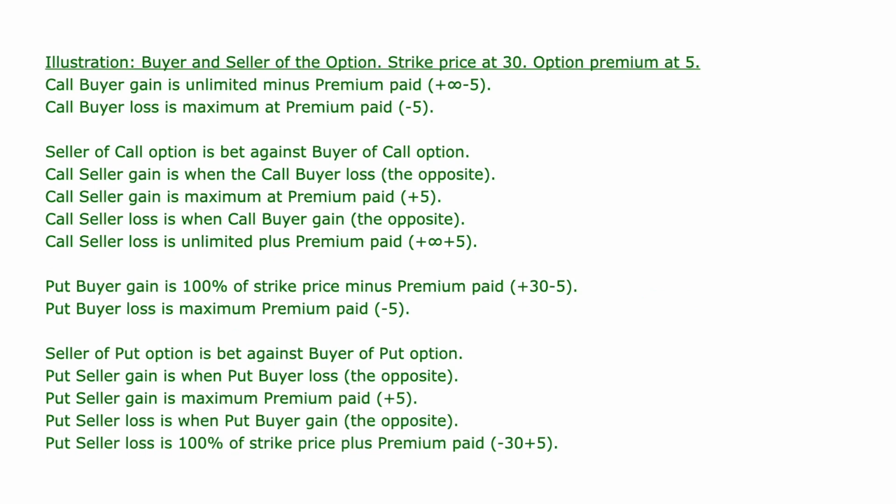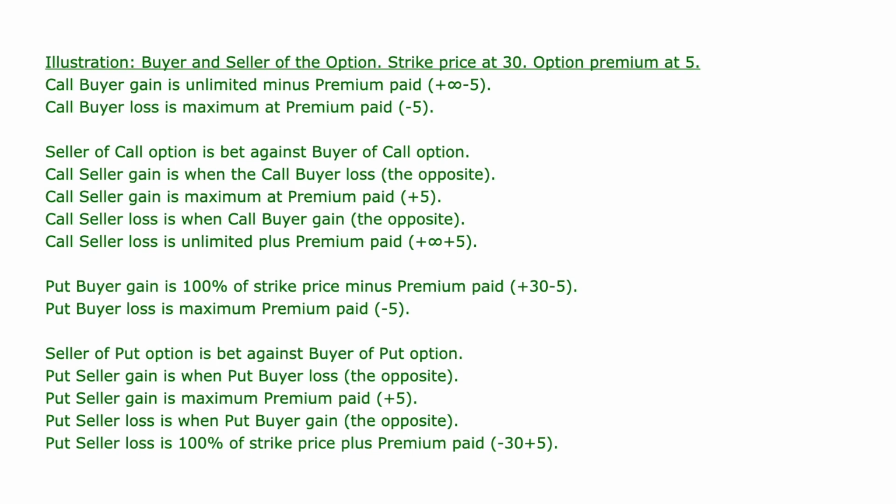For a call buyer, unlimited upside, maximum loss equals premium. Call seller, maximum gain equals premium, unlimited loss if price rises. For a put buyer, maximum gain equals strike minus premium, maximum loss equals premium. Put seller, maximum gain equals premium, limited but large downside risk if price falls sharply.